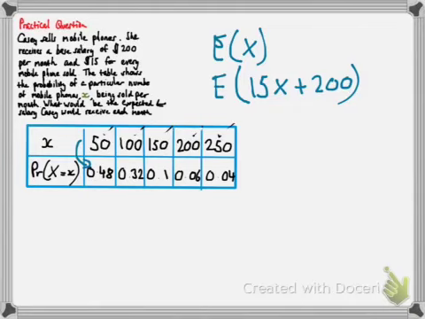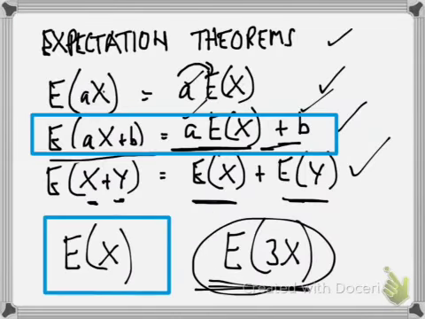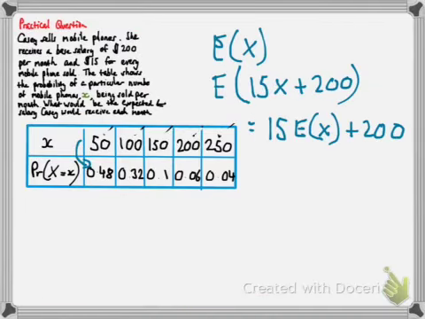To calculate this, we can use the expectation theorems that we used before, and we can pop the 15 out the front, multiplied by the expected value of X, plus 200. Going back a few slides, I'm utilising this rule, with the blue ticks next to it. That's the rule we're using to find the expected value of 15x plus 200. We put the 15 out the front of the expected value of X, plus the 200. Of course, to work that out, we first have to find the expected value of X.